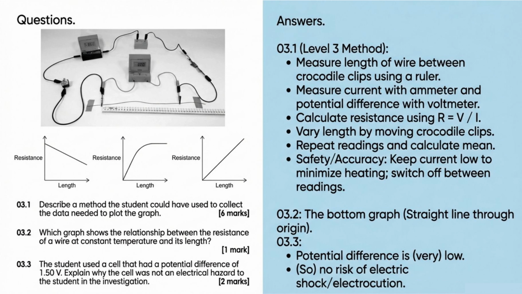All right, moving to slide 4, question 3. We are looking at a resistance practical. This requires a level 3 method description. They want to know how to find the resistance of a wire. So you start by measuring the length of the wire between the crocodile clips using a ruler.